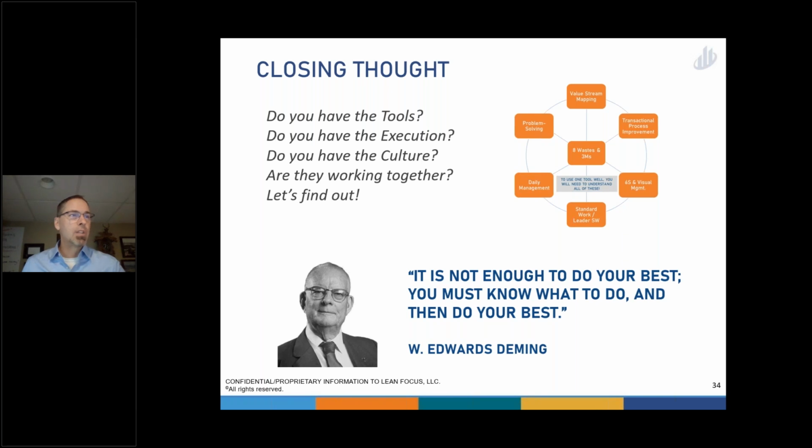And just a closing thought, continuous improvement is hard. And there's a lot of pieces needed to be successful. And so we can help you evaluate whether you've got the tools, whether you've got what is needed for execution, and it really comes down to the behaviors and the culture and how all of these different tools in your system, in the Lean business system, are connected and working together.